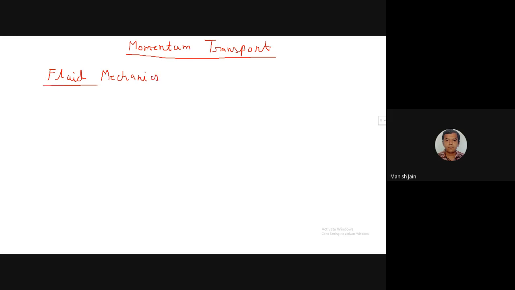Momentum transport is nothing but fluid mechanics. This is the generalized form of fluid mechanics. Generally, when you study fluid mechanics in civil or mechanical engineering, they study the fluid mechanics of either water or steam or oil. Here we will consider all chemicals. So in chemical engineering, momentum transport is the more generalized part, where we have to deal with the fluid.